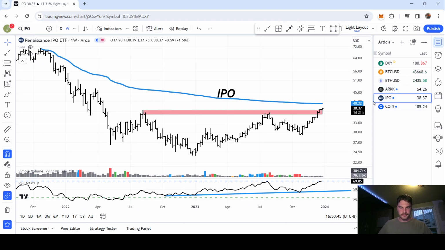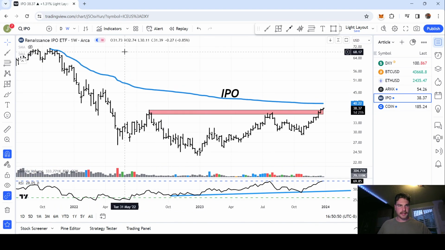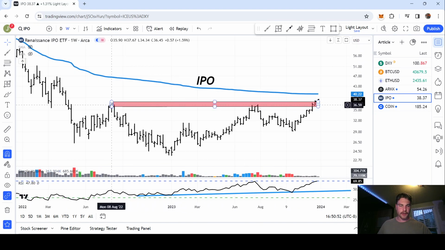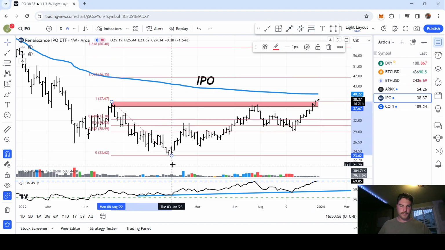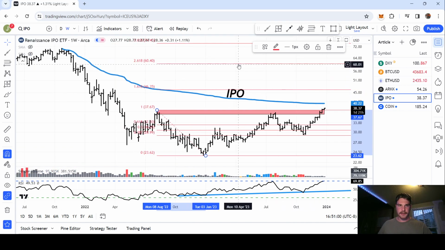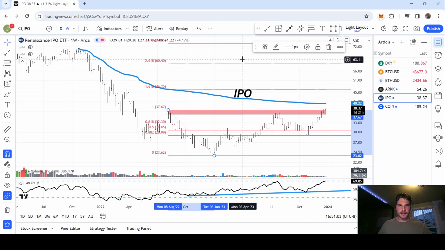And then for IPO, same sort of thing, just looking to get above this, we'll call it all-time high, previous high. We're already above the August highs. If we do our fibs here, 46 is your first price target, and then we're at 60, then we're right back at all-time highs.